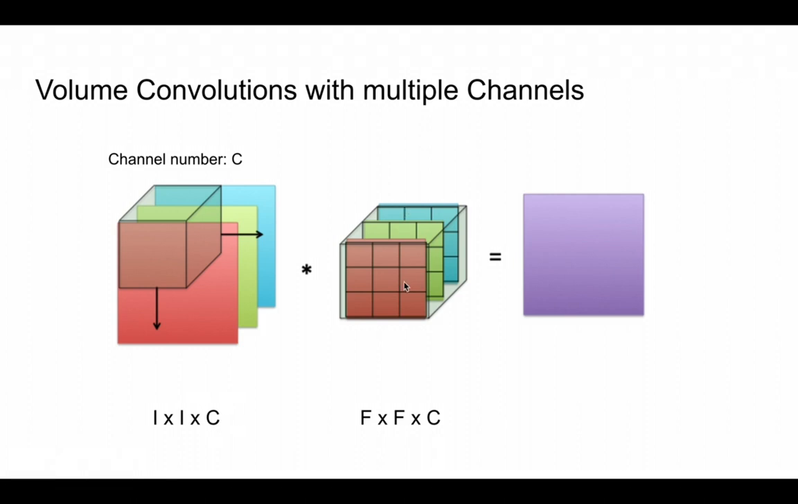The filter needs to have the same depth dimension as the input image. If we have a channel number C in the input image, the filter also needs a channel number C in the depth. The output will be just one layer because we apply the filter to each channel. Each filter applied to each channel gets one number, and we add them all together, and eventually we only fill one channel array.